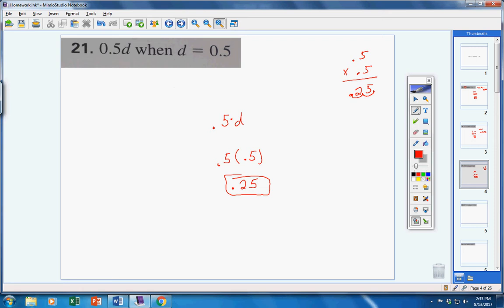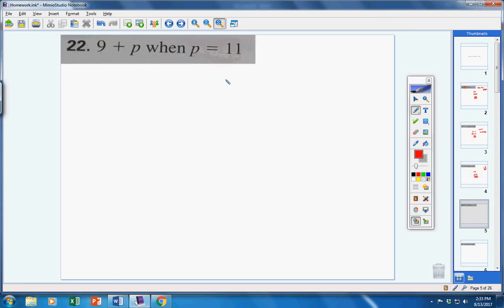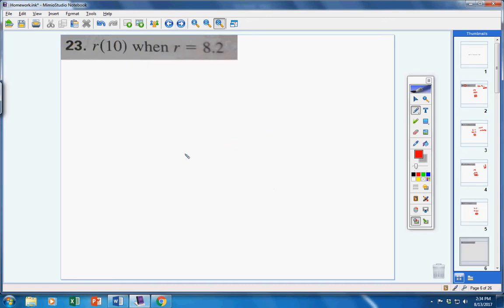Okay, number 22. 9 plus p. Of course, where the p is, I'm going to put a parentheses. And then p equals 11. So, since p equals 11, I put 11 right here for p. 9 plus 11 is 20. Moving on to number 23.